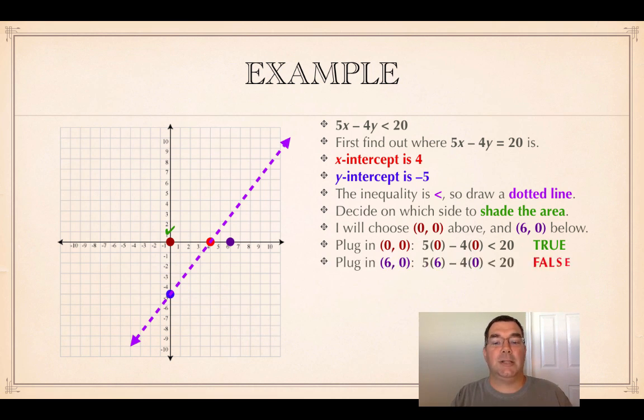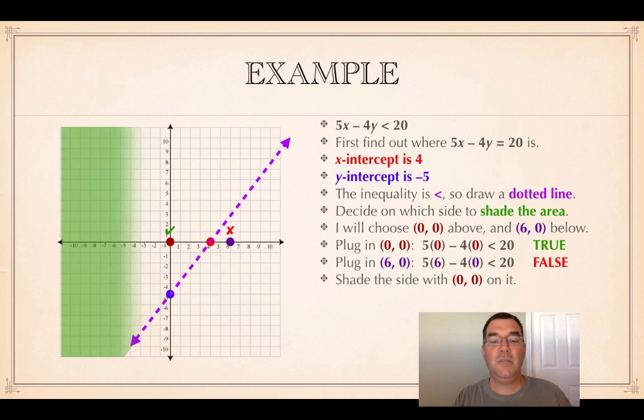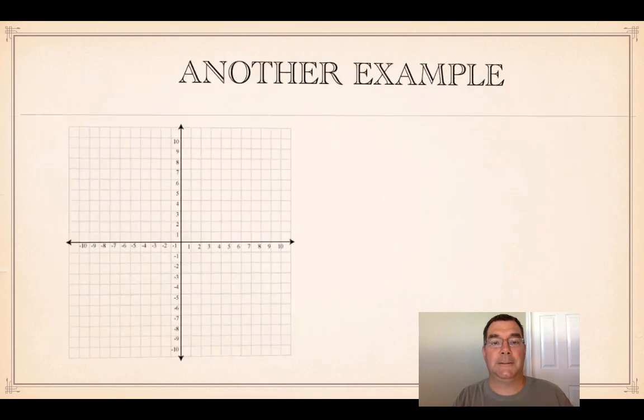But just to be sure, let's plug in (6, 0). 5 times 6 minus 4 times 0. Well, that's 30 minus 0, which is 30. 30 is not less than 20. That statement is false. So I need to shade the area of the xy plane that has (0, 0), but does not have (6, 0) on it. So I will shade that side. All right, and that's how it works.